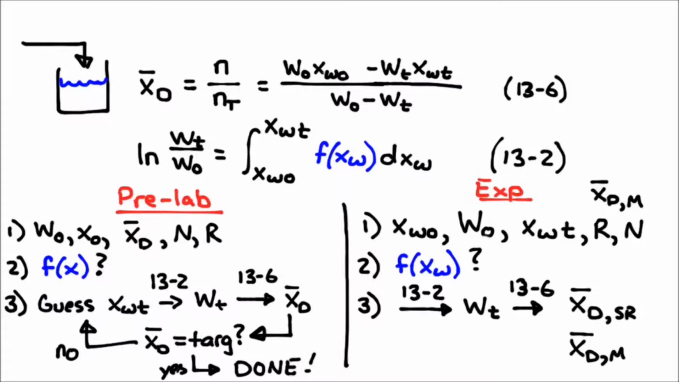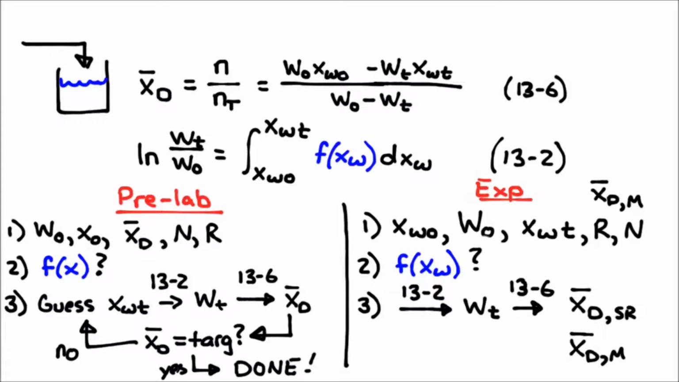You'll then use the Rayleigh equation, 13-2, to calculate W_t, and then the simple mass balance of 13-6 to calculate the average distillate quantity as predicted by Smoker-Rose here. Once you have that, you compare that value to your experimental value. So that's in essence the analysis that you're going to be doing.